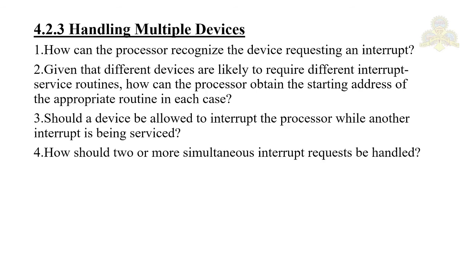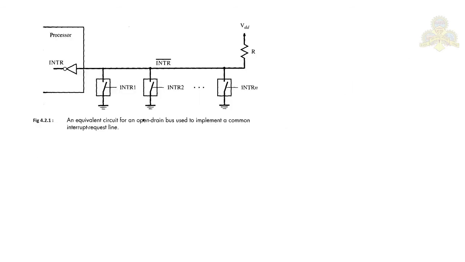We will consider a situation where you have n number of devices capable of initiating interrupts that are connected to the processor. Let's first check the diagram. This is a simple diagram which we have already seen, wherein we have n devices connected to this interrupt request line, which is again connected to the processor.